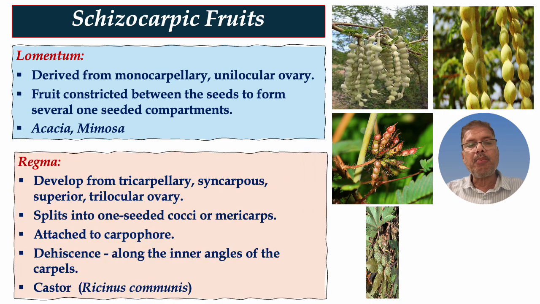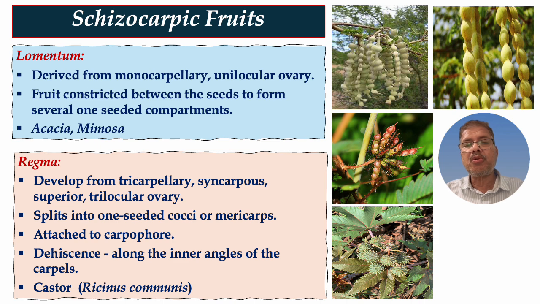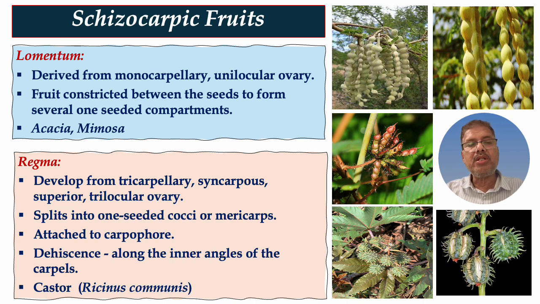Regma fruit develops from a tricarpillary syncarpous superior and trilocular ovary, which splits into one-seeded cocci or mericarps which continue to remain attached to the carpophore. The dehiscence occurs along the inner angles of the carpels, releasing the seeds. The example is castor, that is Ricinus communis. The fruit has a characteristic spiny surface and separates into three cocci, each containing a single seed.